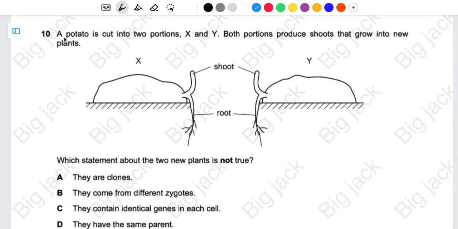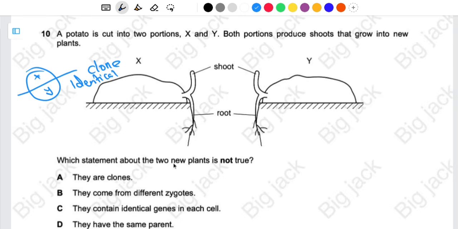Then this one is saying a potato is cut into 2 portions. So it's more like we have a potato, then we cut it. Remember, this is a genetic one, so it has to be clone. When I say clone, meaning to say something which is genetically identical. So we have X and then Y. Both portions produce shoots that grow into new plants. So these are the shoots that we are able to see.